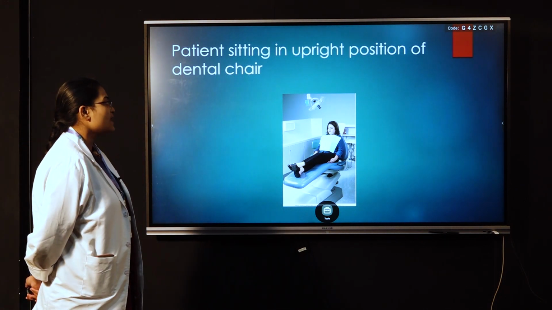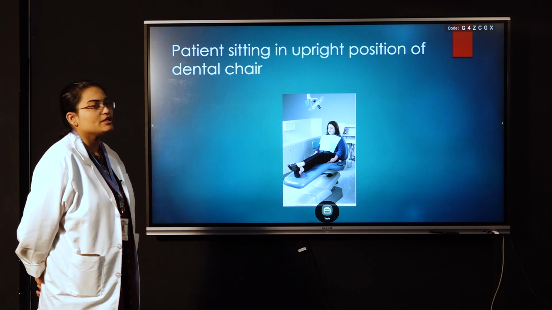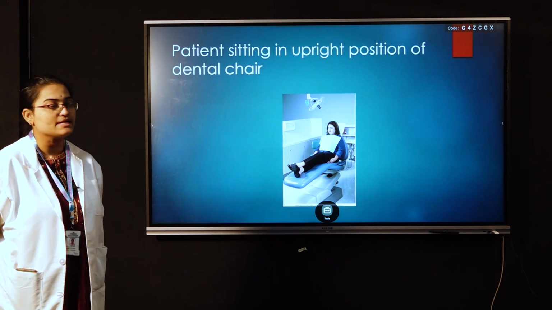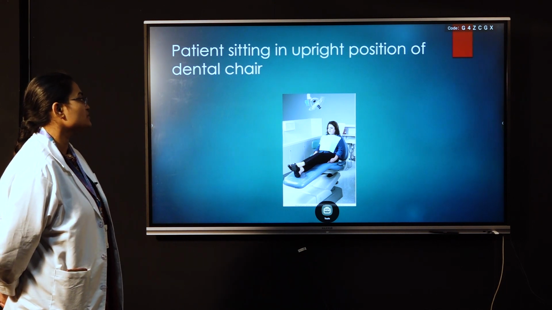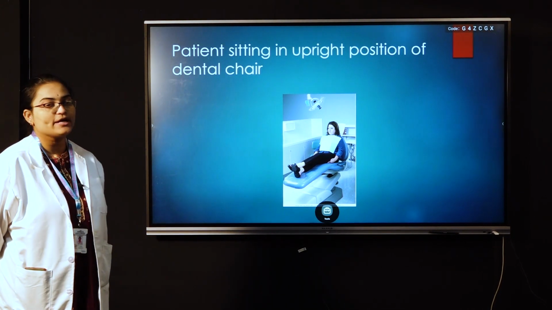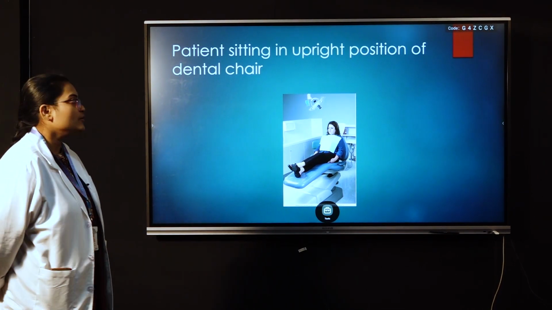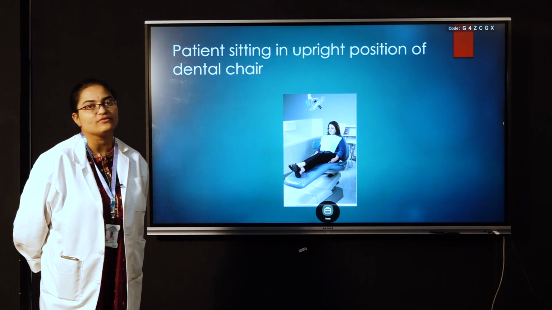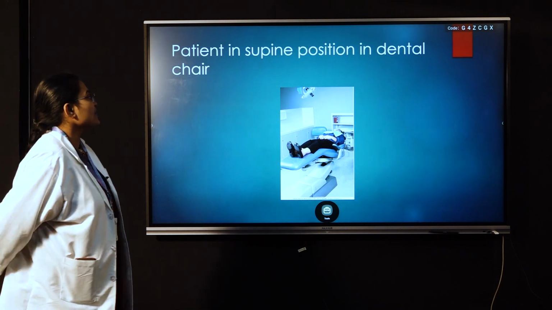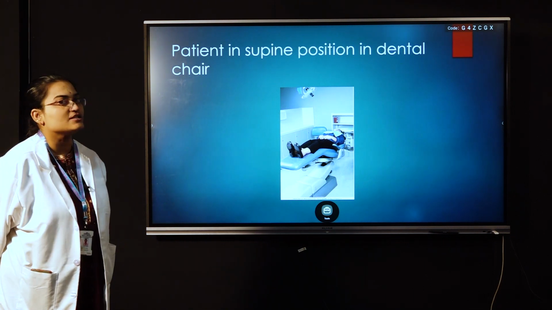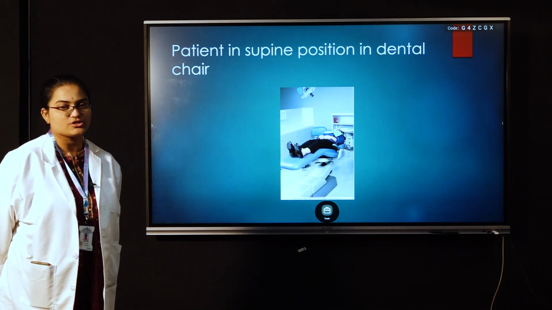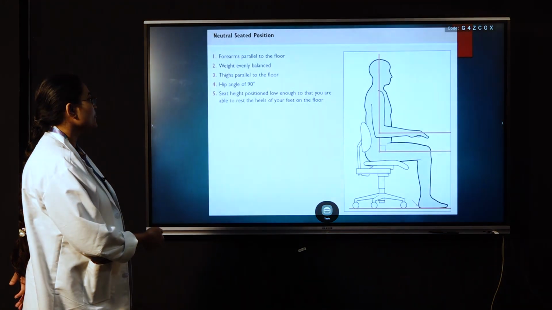Coming to the patient sitting position, the patient is sitting in an upright position here, as you can see in the dental chair. As soon as the patient comes, we need to examine the patient and write down the findings. So this is the patient's position which is very comfortable for the operator to check. Other than this, when you are operating on the patient in standing dentistry, you can go for a reclined position of 45 degrees, and otherwise you can go for a complete supine position. This is the patient in supine position in the dental chair. This is the most commonly used and comfortable position for the patient and also the operator.